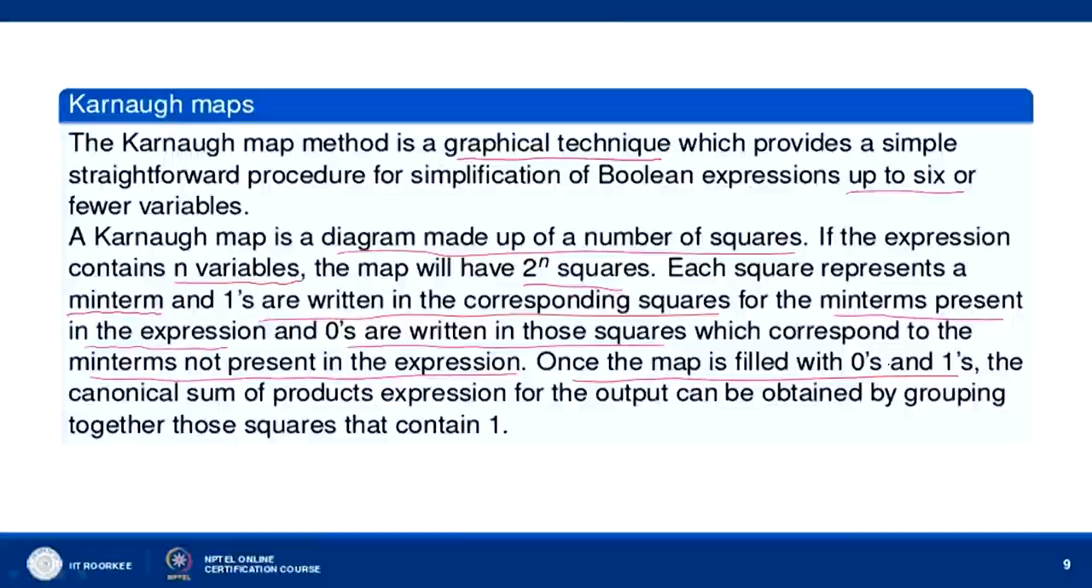Okay. Now, once the map is filled with zeros and ones, the canonical sum of products expression for the output is obtained by grouping together those squares that contain 1. So, we shall then group those squares that contain 1 to get the desired output.